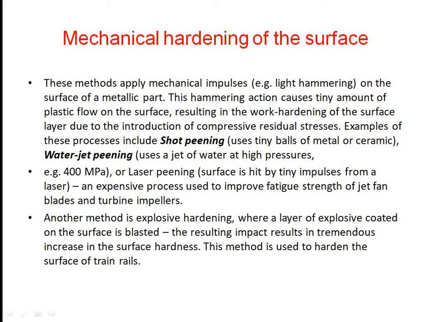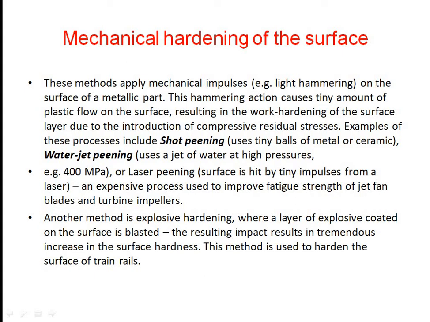Examples of this process include shot peening, which uses tiny balls of metal or ceramics, or you can see shot blasting also in the case of foundry, where very tiny balls of metal impinge on the surface of the casting and remove the unwanted material. Or you can have water jet peening, which uses a jet of water at high pressures, maybe 400 megapascal, or laser peening, where the surface is hit by tiny impulses from a laser, which is an expensive process used to improve fatigue strength of jet fan blades and turbine impellers.